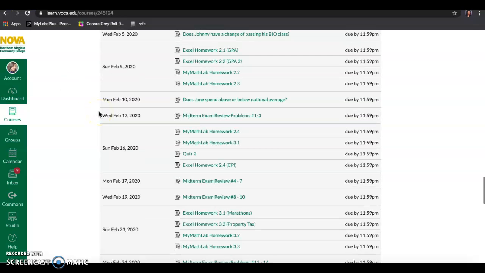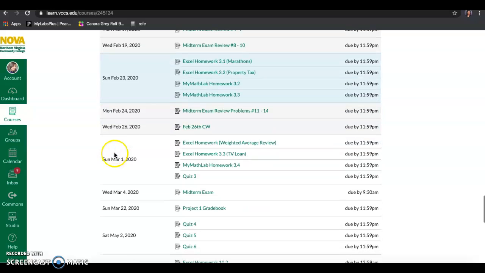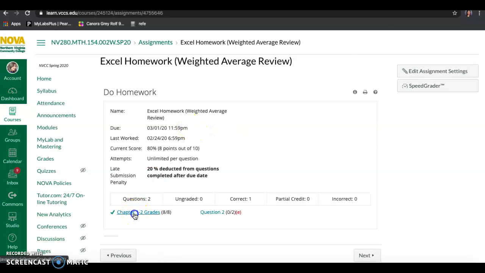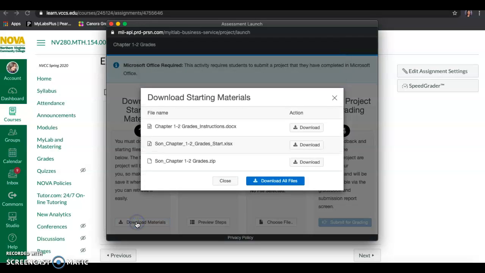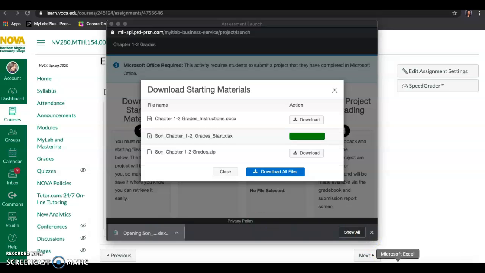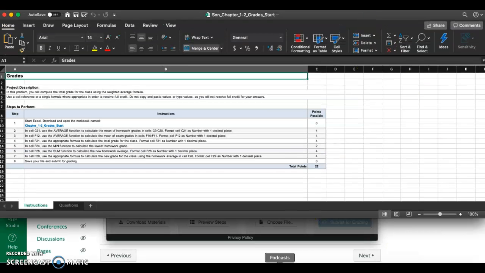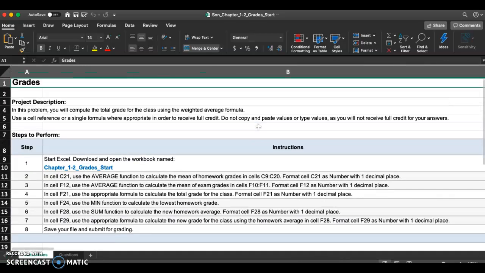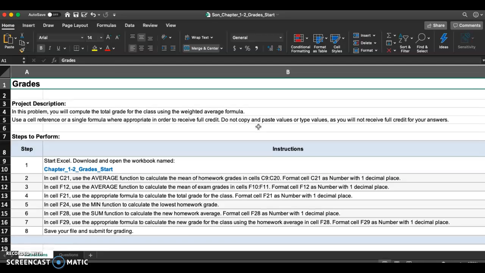Hi, I'm back to work on the second Excel homework, the weighted average review. This one will say Chapter 1 Grades when you download it. That's the name of this, but I'm just going to call it the weighted average review because I'm planning on doing Project 1 review with you guys next Monday. For that one, we have to remember this one formula, that weighted average formula that we talked about back in Chapter 1. So I want you to practice this homework this weekend, and we'll do it together right now.